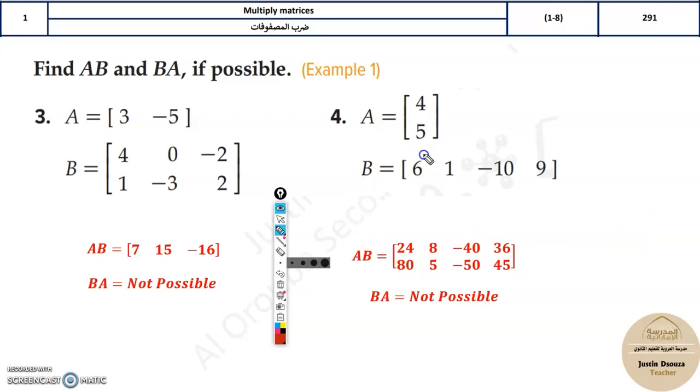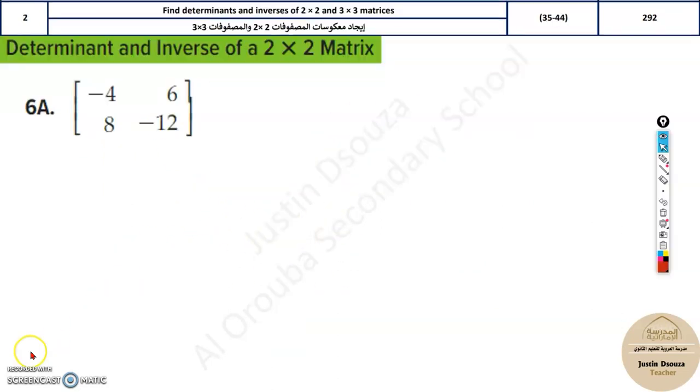But now B times A is not possible. Why? Because this is 1 cross 4 and the other matrix is 2 cross 1. These two do not match, so it is not possible to be multiplied. So this is how we multiply basic matrices, and try solving it by yourself and check the answers later on.